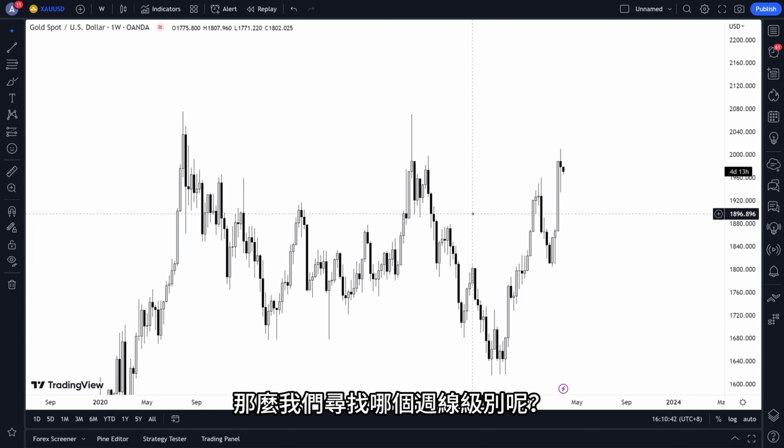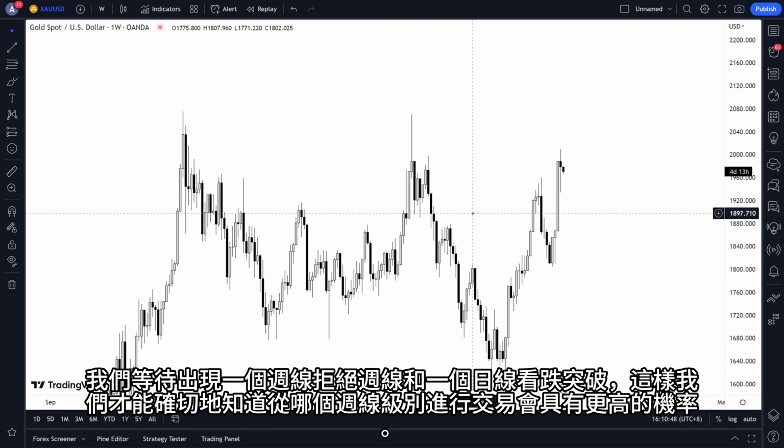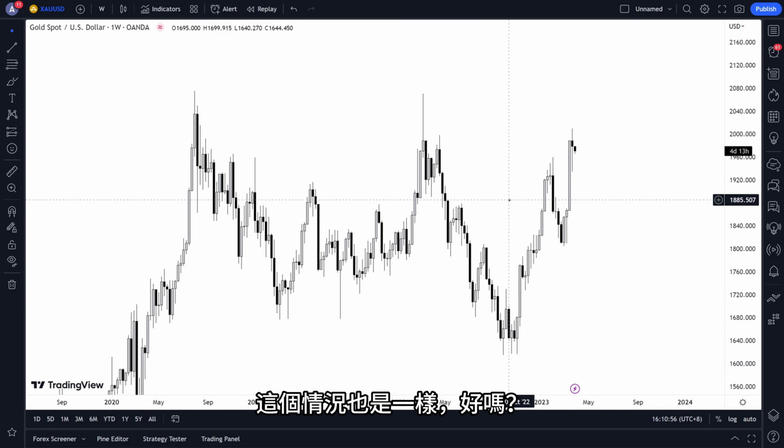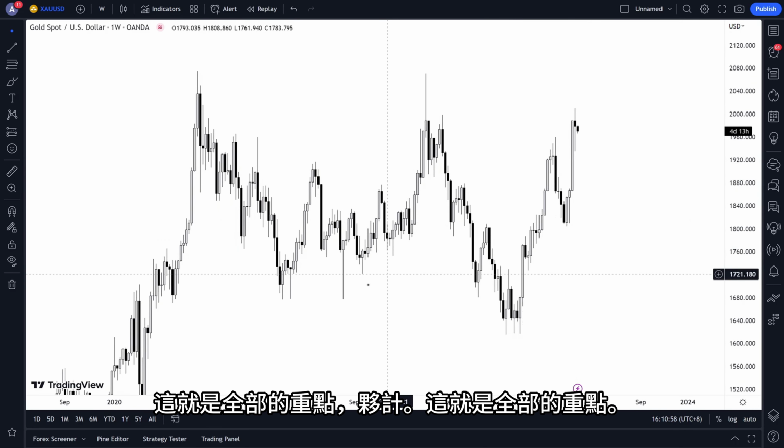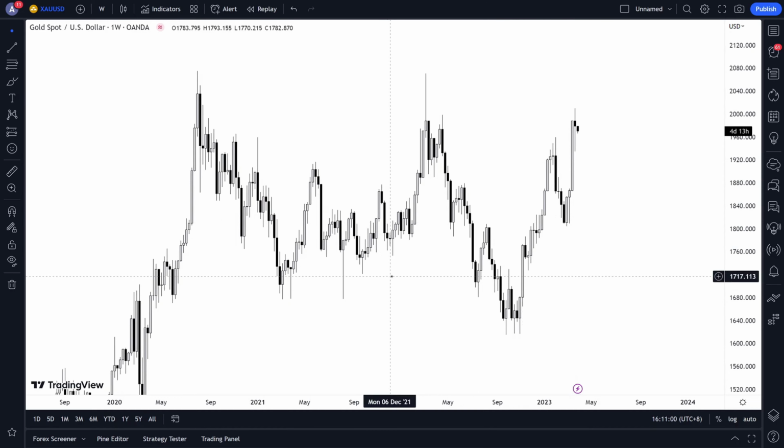So which weekly do we look for? We look for like 2 weeklies, 3 weeklies that there are inside there. And what do we do? We wait for there to be a weekly reject weekly and a daily bearish breakout, so that we know exactly which weekly it's going to be higher probability for us to play a trade from. Same case with this. Okay, that's the entire deal, man. That is the entire deal.